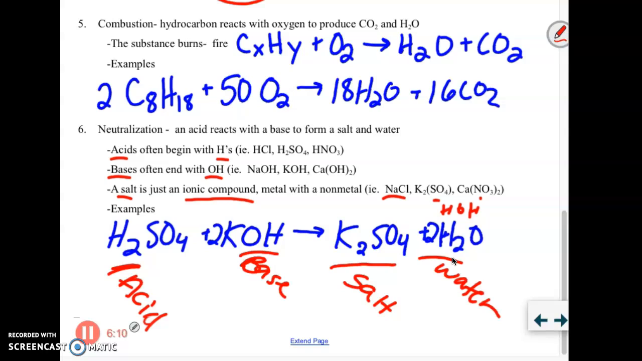All right, hopefully that helps clear up these different types of reactions. Those are the 6 that you're going to need to be looking at.